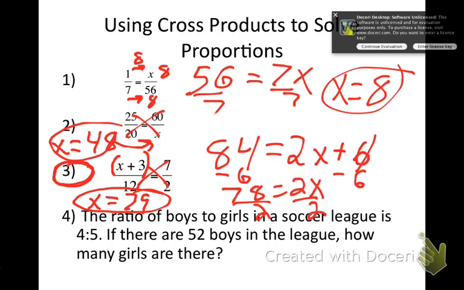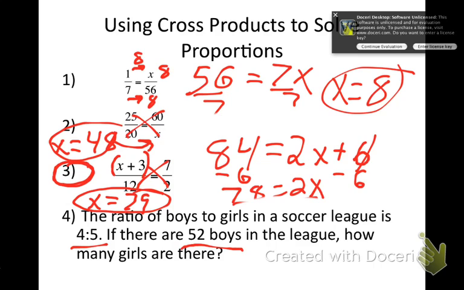Okay, so recognize, if I have a quantity up there, I need to make sure I multiply with both of them. And then the last one here, we have a story problem. The ratio of boys to girls in a soccer league is 4 to 5. If there are 52 boys in the league, how many girls are there?